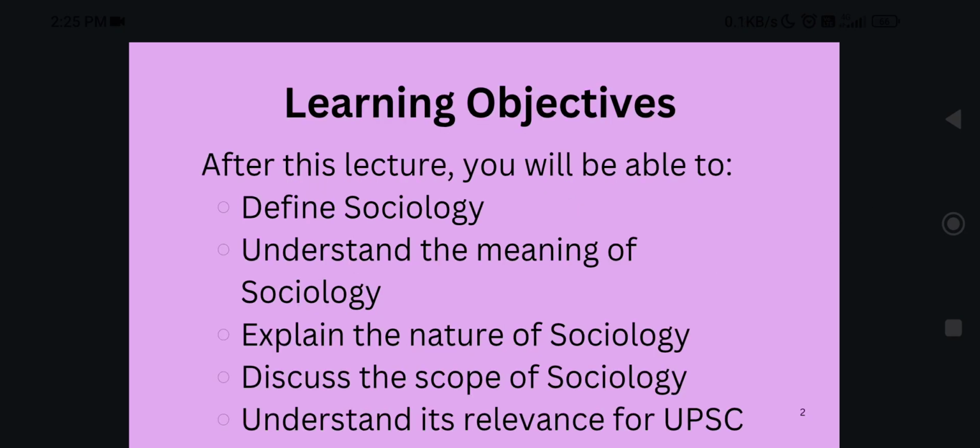After completing this lecture, you will be able to define sociology, understand the meaning of sociology, explain the nature of sociology, discuss the scope of sociology, and understand its relevance for UPSC. These concepts form the foundation for all future topics in sociology.